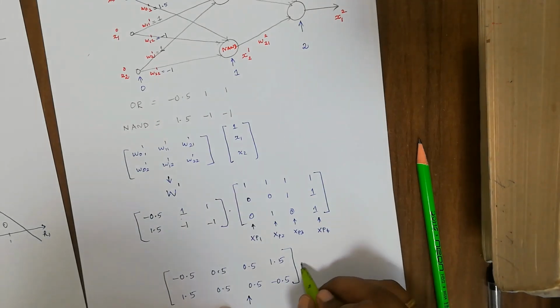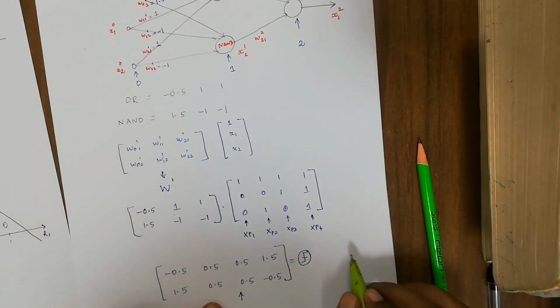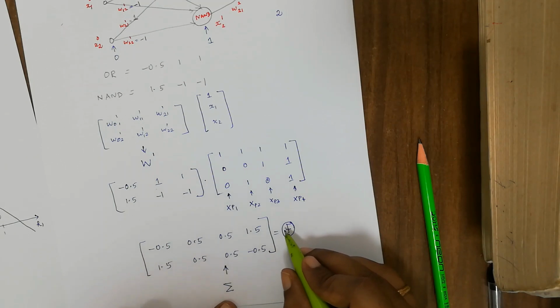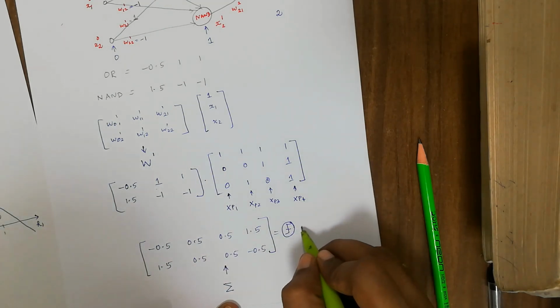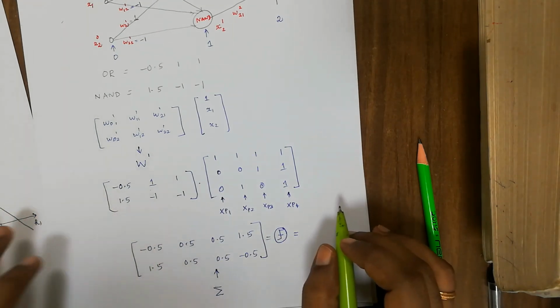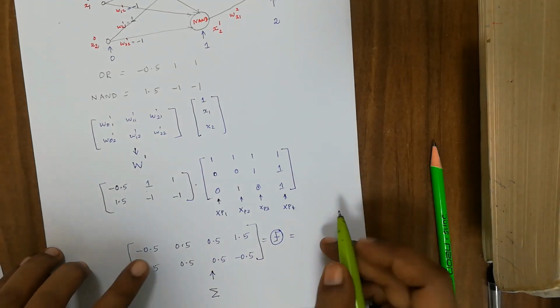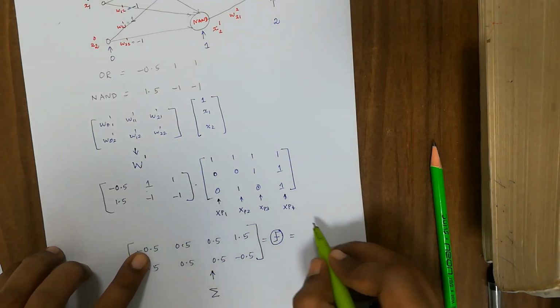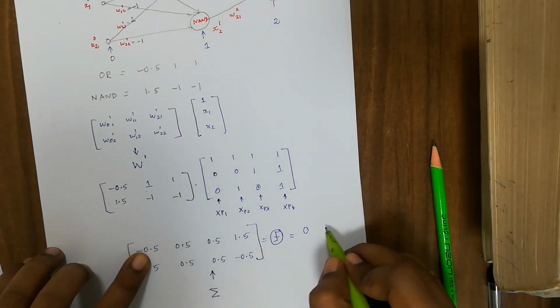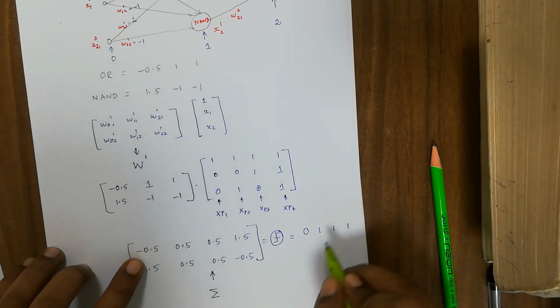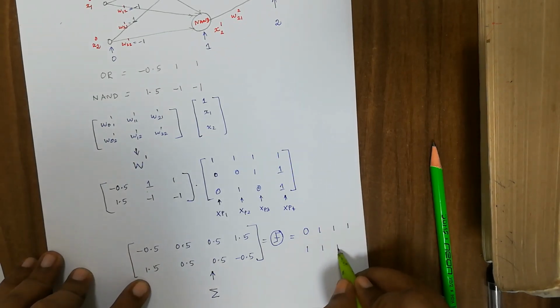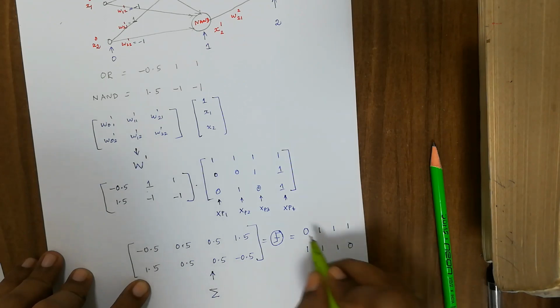Now after this, what we have to apply? We have to apply a simple threshold value. So this symbol is for the step threshold or the hard threshold. If we apply the step threshold or hard threshold, this is less than 0. So the value will go 0, 1, 1, 1, and then 1, 1, 1, and this goes to 0 value.